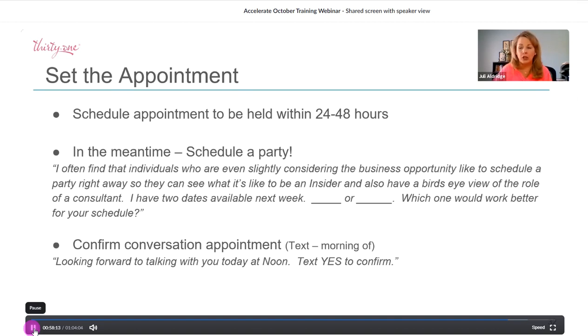Having a party dated is a good move because worst case scenario is if they decide not to join, you've got them as a host. And the conversation is now set up. Your potential new consultant is curious to find out more information. And then the morning of the conversation, you're going to send a text and say, hey, I'm looking forward to talking to you today at noon. Text yes to confirm. Okay. So now you've got the appointment set.